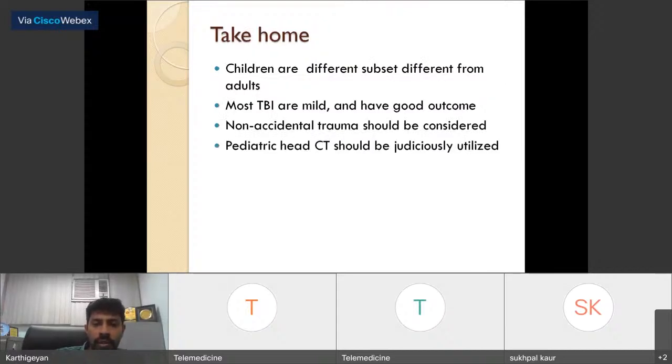So the take-home message is, children are a different subset. Don't extrapolate aspects which are studied in adults to children. Most children have mild injuries, and the outcome is really good. Whenever you have a suspicion, always think of non-accidental trauma, and be cautious, and apply your clinical judgment for getting a CT scan in these children. Thank you very much.